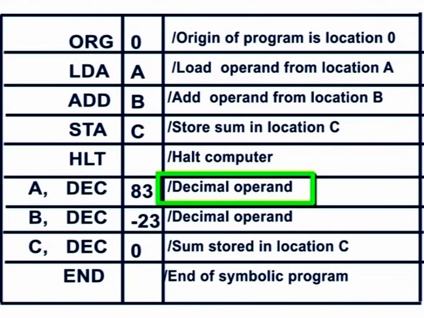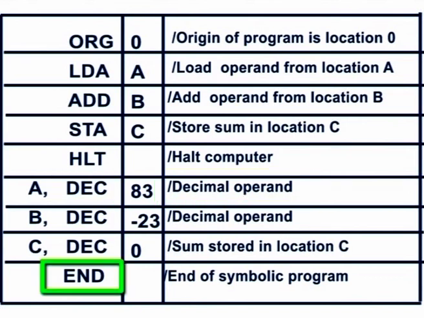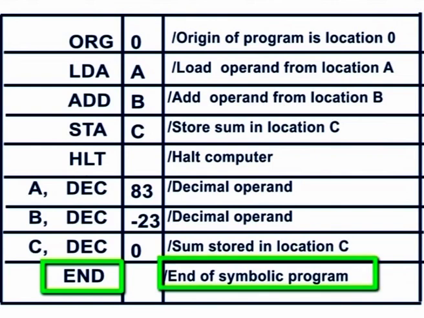Decimal operands are specified following the symbol DEC. The last line has the symbol END, indicating the end of the program. If programs were presented in a language that is much closer to human language, solving a problem results in fewer mistakes.